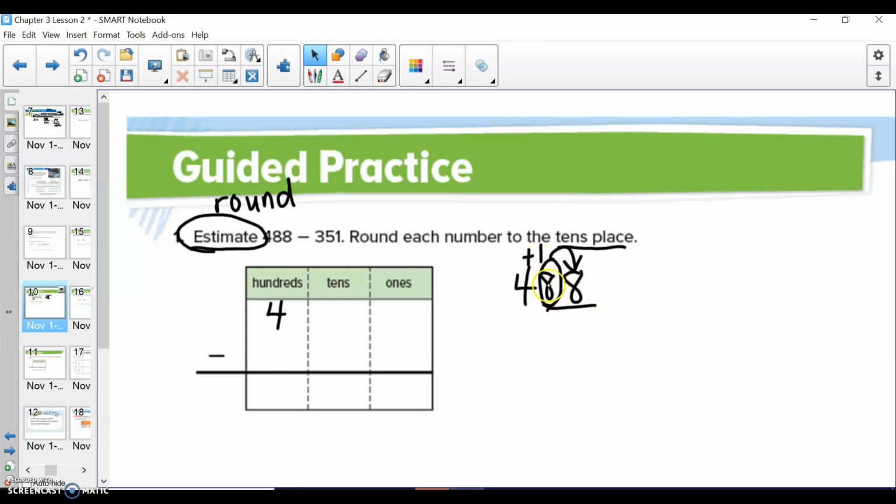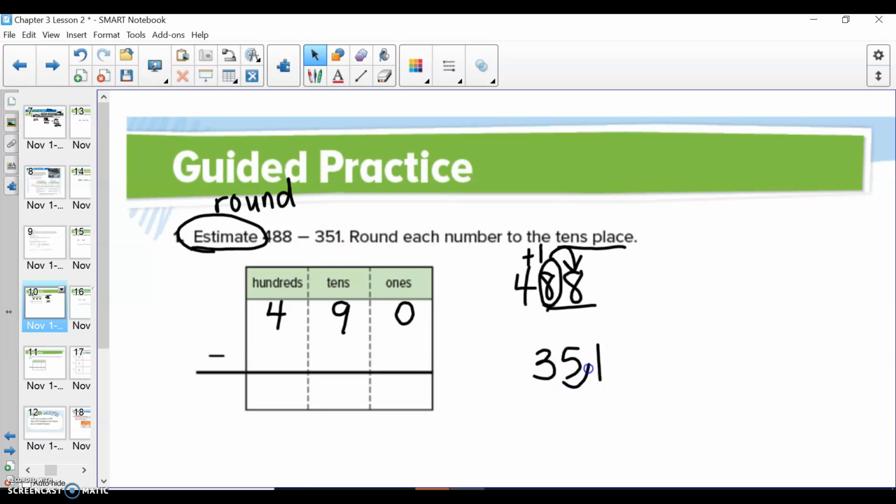8 plus 1 more is 9. So I'm going to go ahead and write that digit. And then all the digits after the one we circle turn to zeros. So 488 rounds up to 490 when rounded to the nearest 10. Now we need to check our other number, 351.